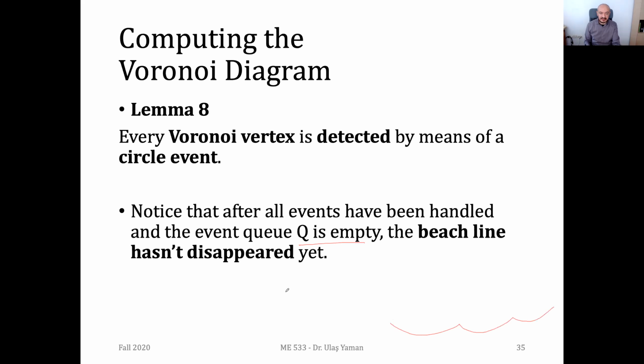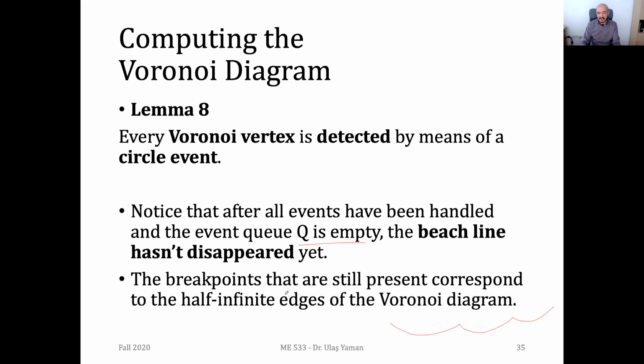It may not disappear, and at that point, this means that you are going to have some half infinite edges. If you do not have a bounding box, then you need to represent half infinite edges. But if you have a bounding box, then you may have simply the intersection of this half infinite edge with your bounding box, and just store this part into your Voronoi diagram data structure.